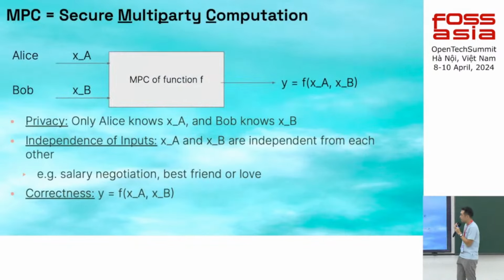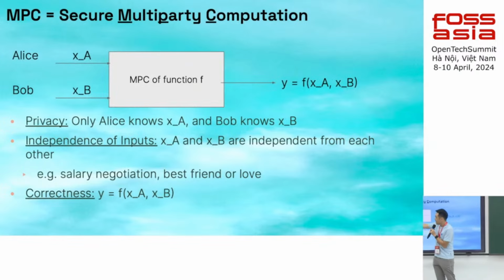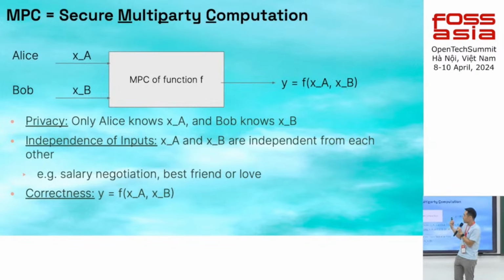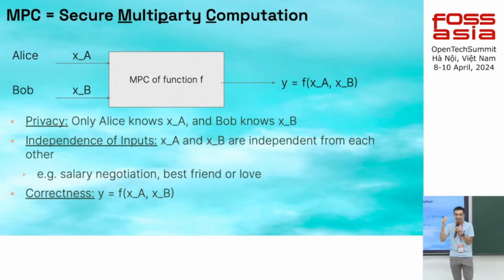Thì MPC là viết tắt của Secure Multi Party Computation, nghĩa là Multi Party là đa bên, đúng không? Đa bên, computation là tính toán. Thì đây là một hệ những giao thức hỗ trợ cho việc tính toán đa bên nhưng mà có tính bảo mật ở trong đó. Thì mình có thể tưởng tượng MPC này là một hộp đen mà khi Alice và Bob đưa thông tin riêng tư của mình vào, ví dụ như Alice đưa một biến XA, Bob đưa một biến XB, thì cái hộp này sẽ tính hàm F trên XA và XB và trả ra kết quả Y.